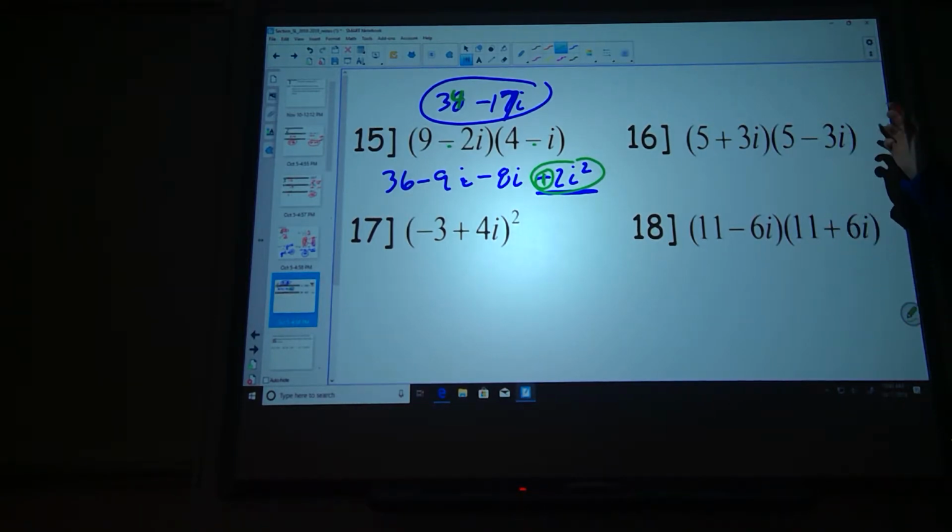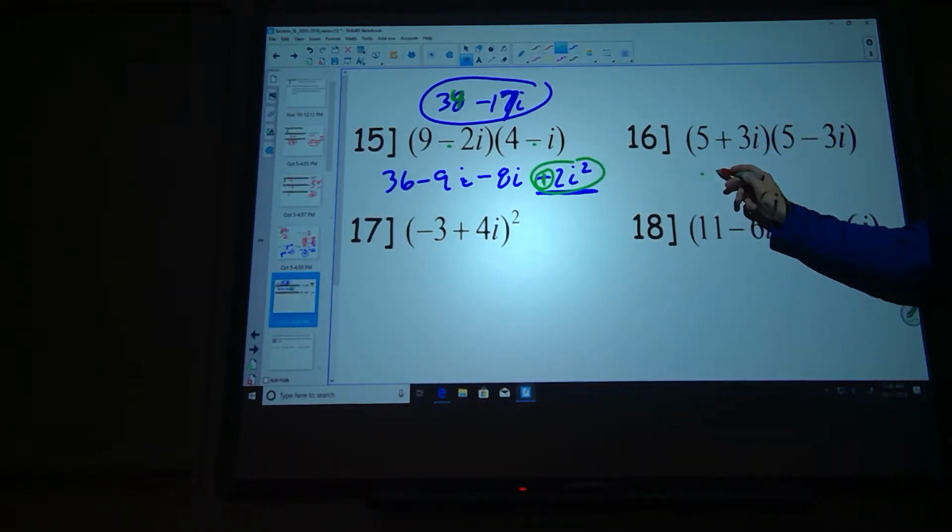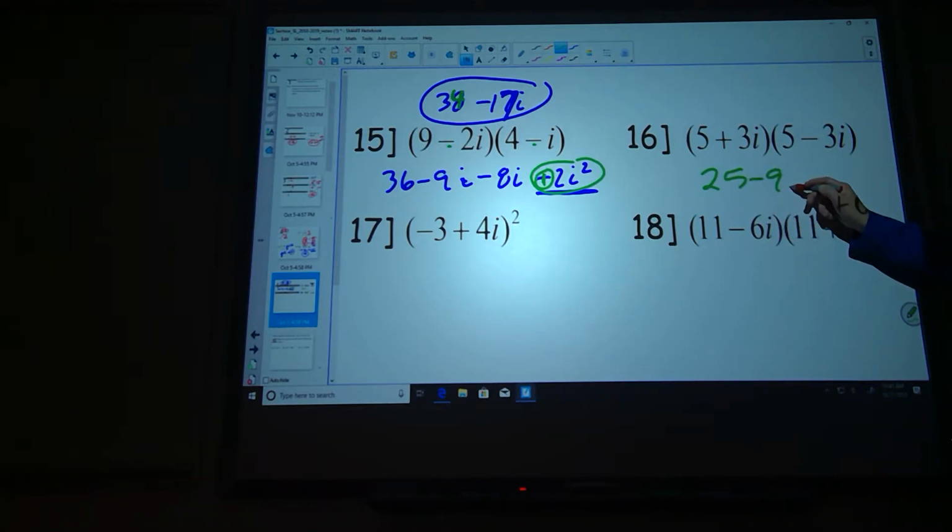All right, when we do this one, the middle terms fall out because they're conjugates. So I get 25 minus 9i squared, and that negative 9i squared is positive 9. So that's going to be 34. Agree? Does anyone need to see me multiply out negative 15i and positive 15i? No. Okay, good.